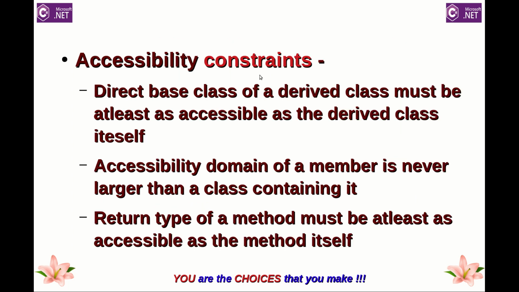Then let us see what constraints are imposed on the accessibility. These are some of the constraints available in the visibility control. The direct base class of a derived class must be at least as accessible as the derived class itself.